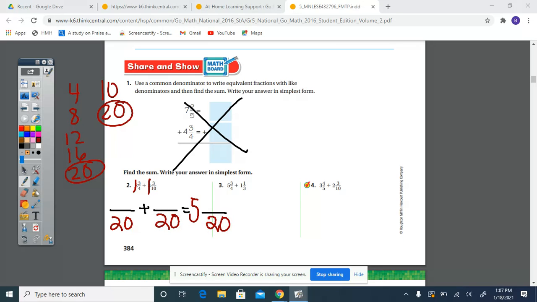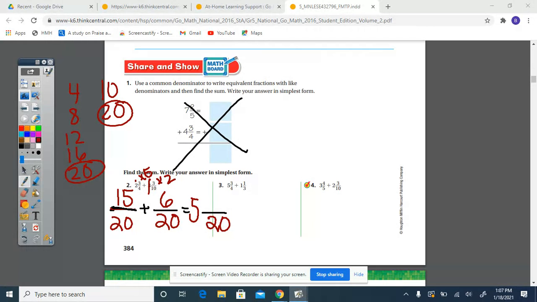Okay, what did you multiply 4 times to change it into a 20? Times 5. So you're also going to multiply the 3 times 5. What did you multiply 10 times to change it to a 20? Times 2. So you're also going to multiply that 3 times 2. So 3 times 5 is 15. Okay? And then 2 times 3 is 6.